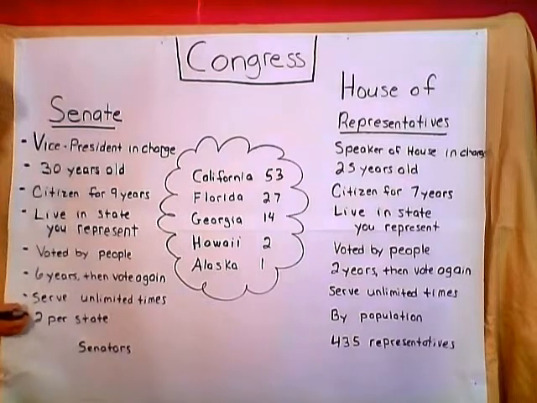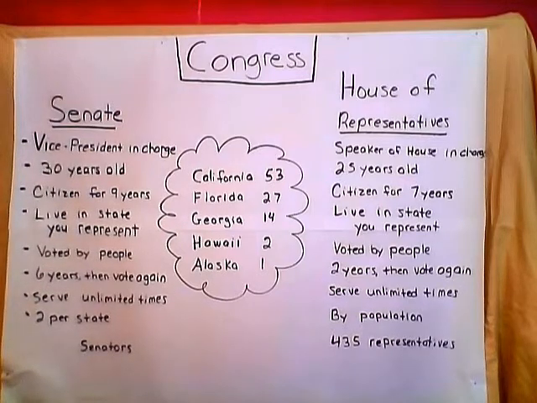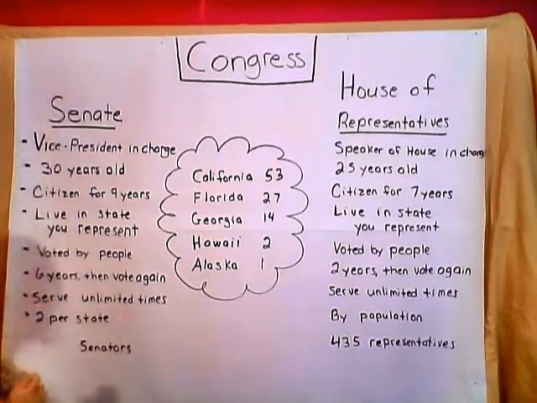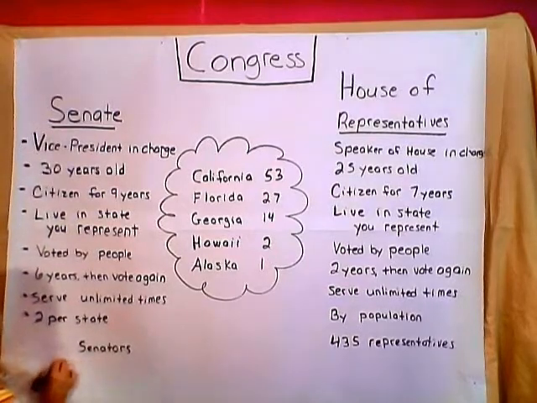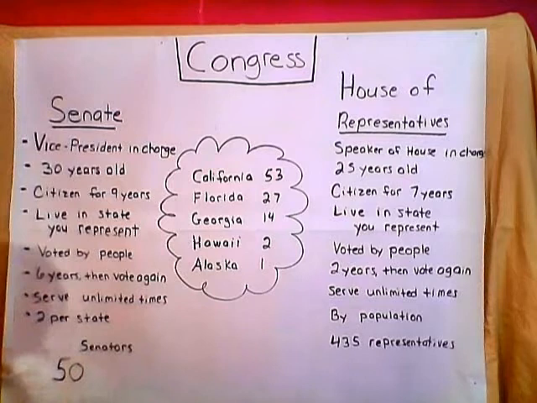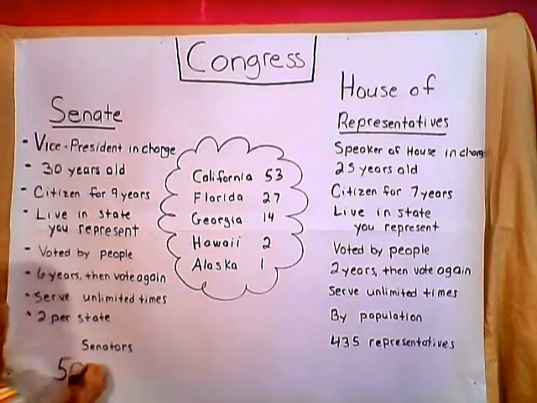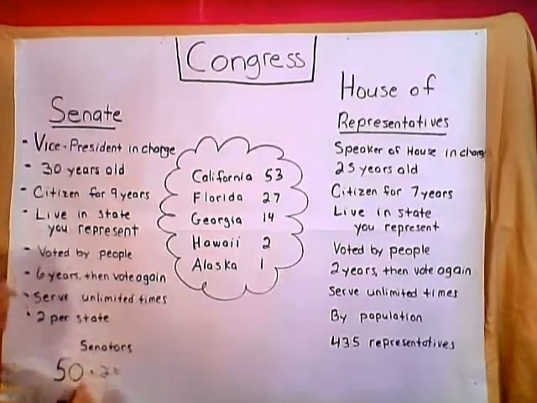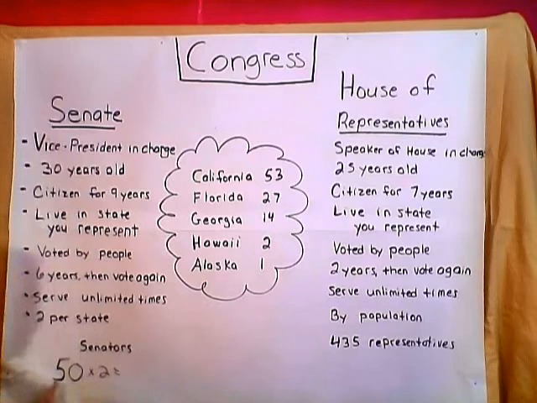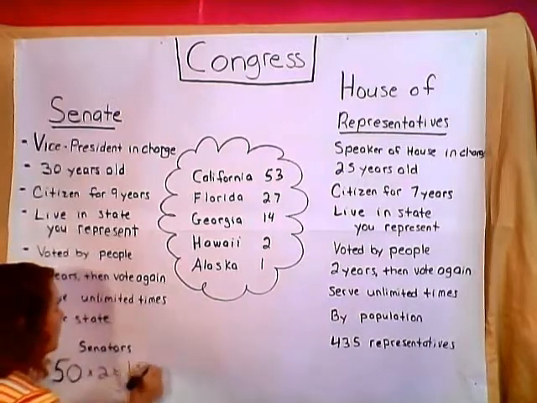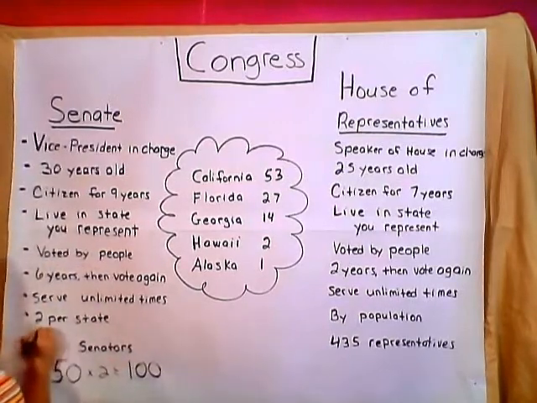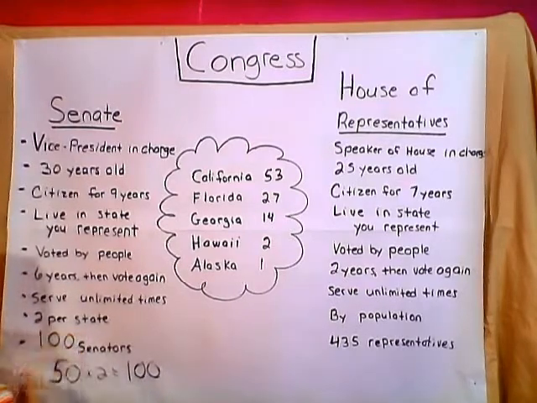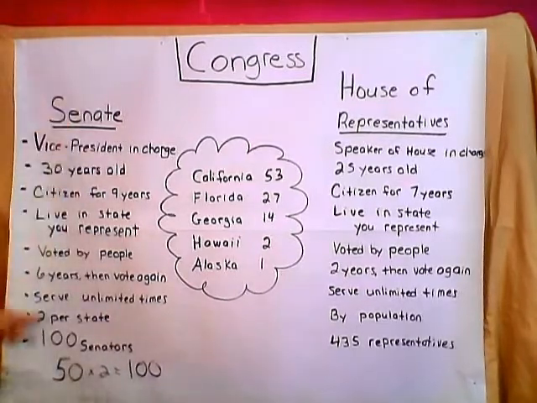Now, who remembers how many states we have? How many states do we have? Yes, we have 50 states. Okay? So if we have 50 states, and there are 2 senators per state, how many senators can we have in the Senate? 50 states, 2 per state, 100. There we go. So there are 100 senators in the Senate.